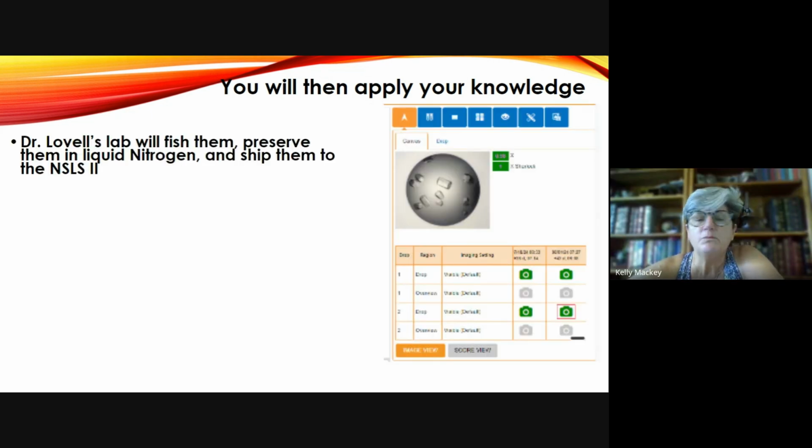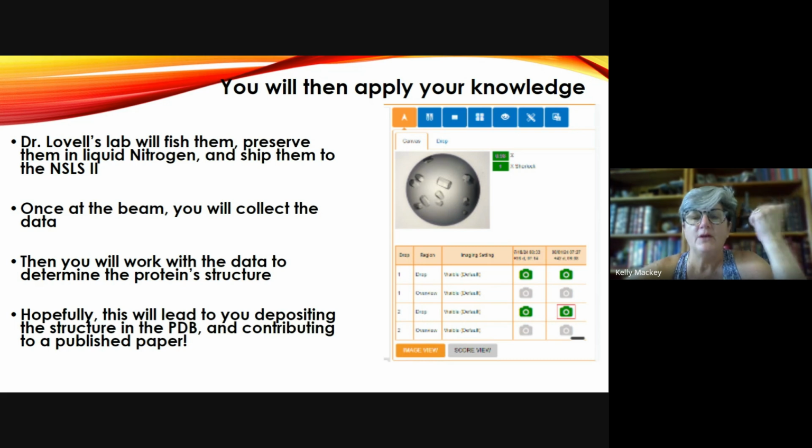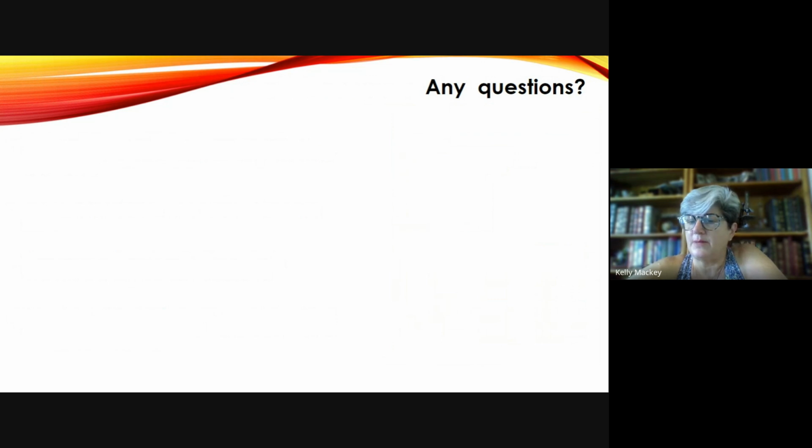So then once we've established which crystals you want, Dr. Lovell's lab will be the ones in charge of fishing them, cryoprepping them, putting them in a puck, and then the pucks will be shipped to us. And then once at the beam, you'll be able to do everything that you did with lysozyme, only now with real proteins that are experimental, and hopefully use that data to resolve the structure and then deposit into the PDB. So that's the idea: take everything that you learned working with lysozyme and apply it to a novel protein now. And I think that's it for my lysozyme presentation.